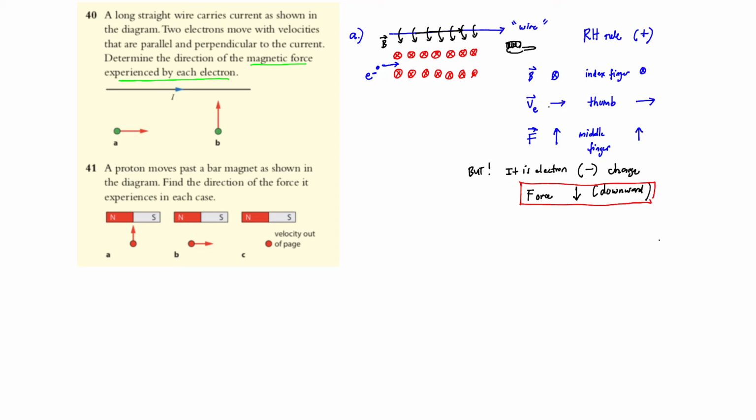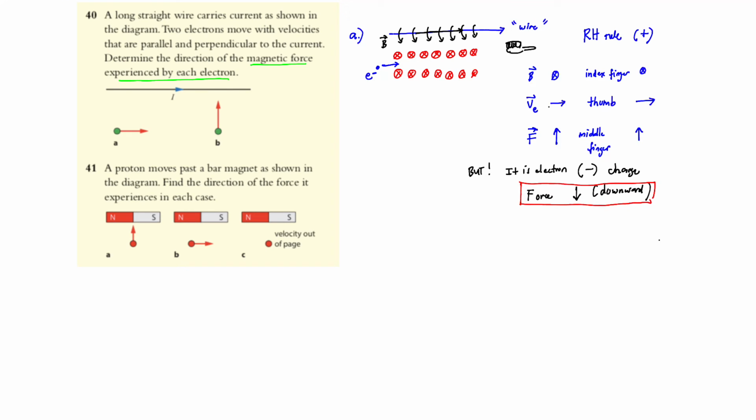Again, what's the rule here? We get the direction of the magnetic field caused by a current carrying wire. And then after that, we use the right-hand rule. But we are talking about electrons, since the right-hand rule is applicable only for positive charges. Since we use an electron, we reverse the direction. So the force therefore will be downward.